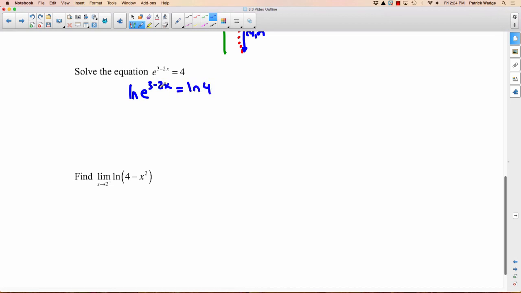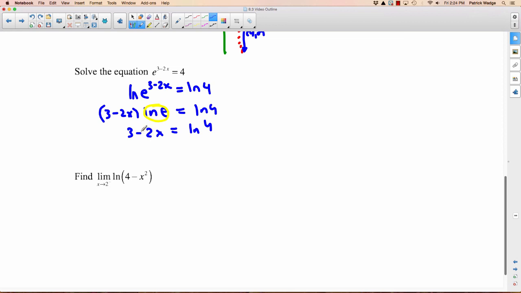Then we're going to scuttle the exponent down, so we'd have 3 minus 2x all multiplied by the natural logarithm of e. Okay, remember, natural logarithm has a base of e, so e to the what equals e? E to the 1. This bit here in yellow, the circle bit, that equals 1. So all we're left with then is 3 minus 2x equals the natural logarithm of 4. We just have to solve that.